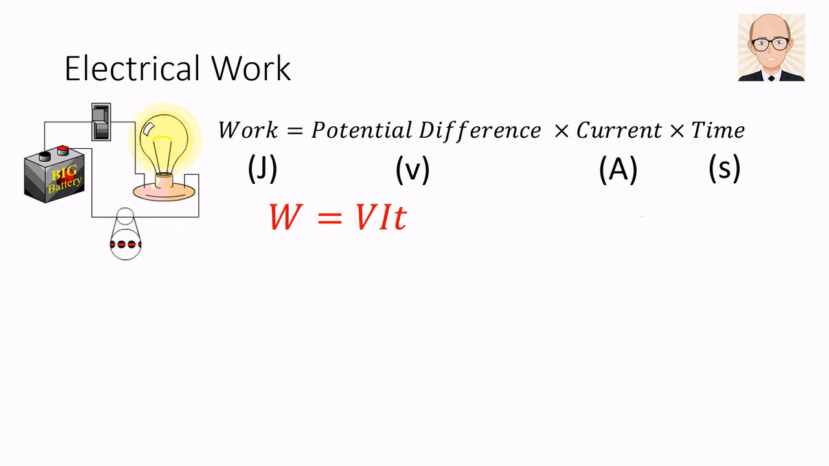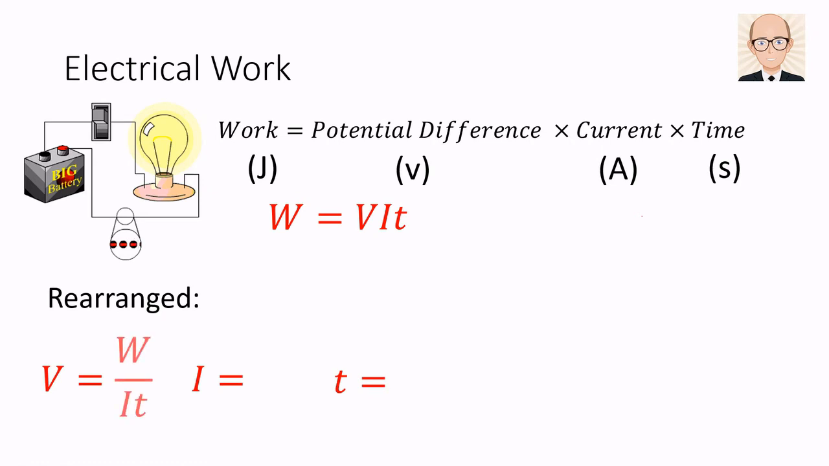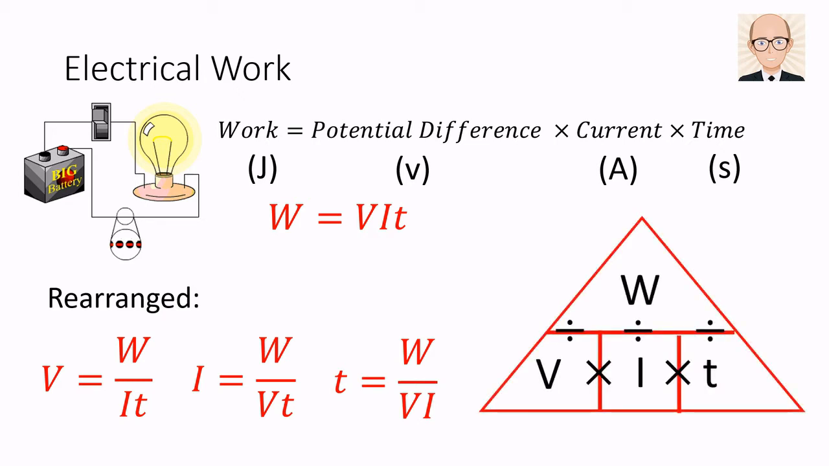Be careful though, because questions do exist that ask you to calculate any of the 4 quantities as long as they give you enough information about the other 3. So make sure you can rearrange the equation to make each quantity the subject of the equation. So potential difference will equal work divided by current times time. Current equals work divided by potential difference times time. And time is equal to work over potential difference times current. The formula triangle for this is trickier, but it does still work if you need it.